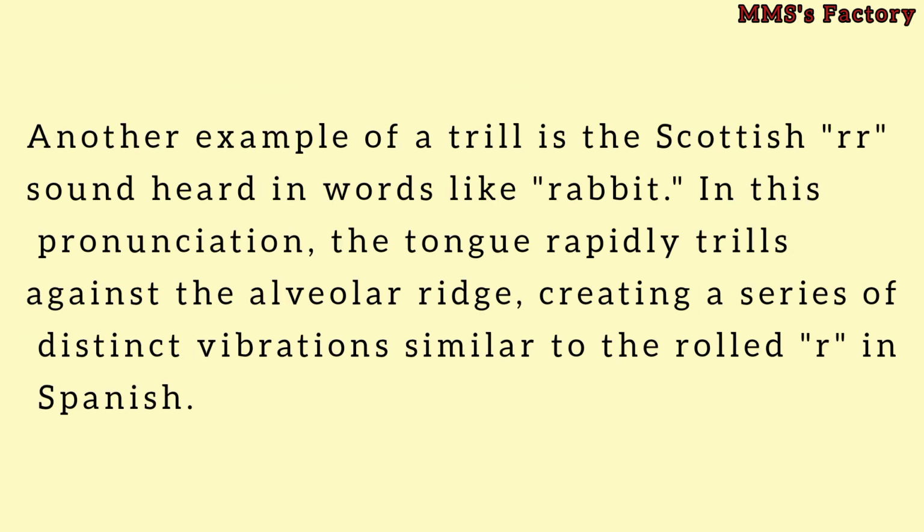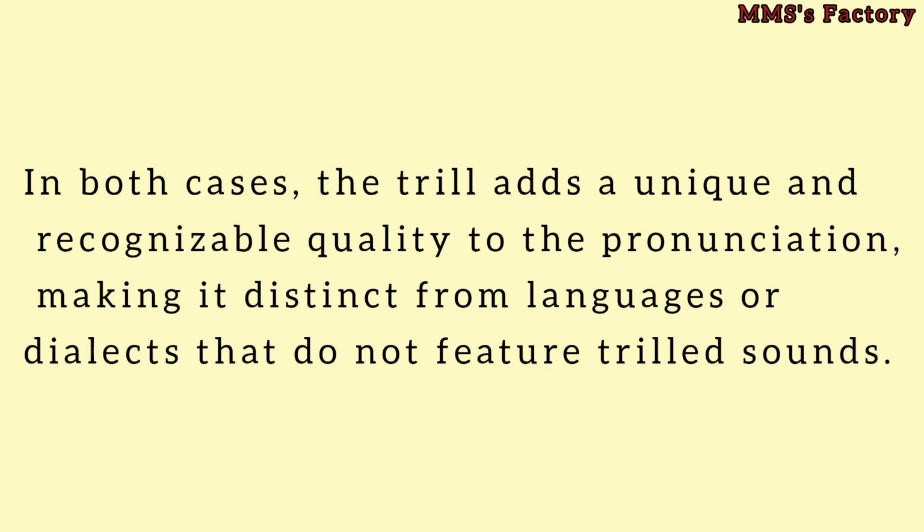Another example of a trill is the Scottish double R sound heard in words like rabbit. In this pronunciation, the tongue rapidly trills against the alveolar ridge, creating a series of distinct vibrations similar to the rolled R in Spanish. In both cases, the trill adds a unique and recognizable quality to the pronunciation, making it distinct from languages or dialects that do not feature trilled sounds.